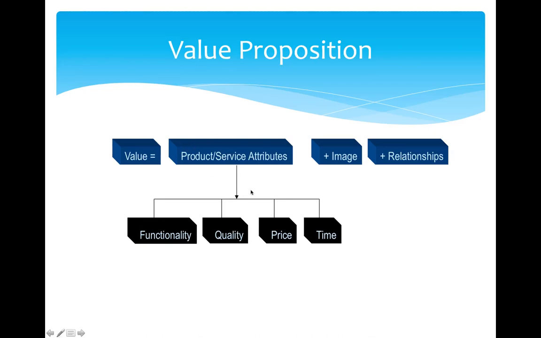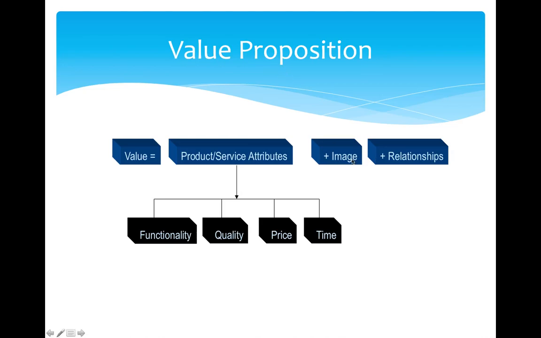And when it comes to product and service attributes, there are multiple dimensions: the functionality of the product, its quality, its price, the time that it takes to receive it. You could also include things like service, after sales service, and so forth.